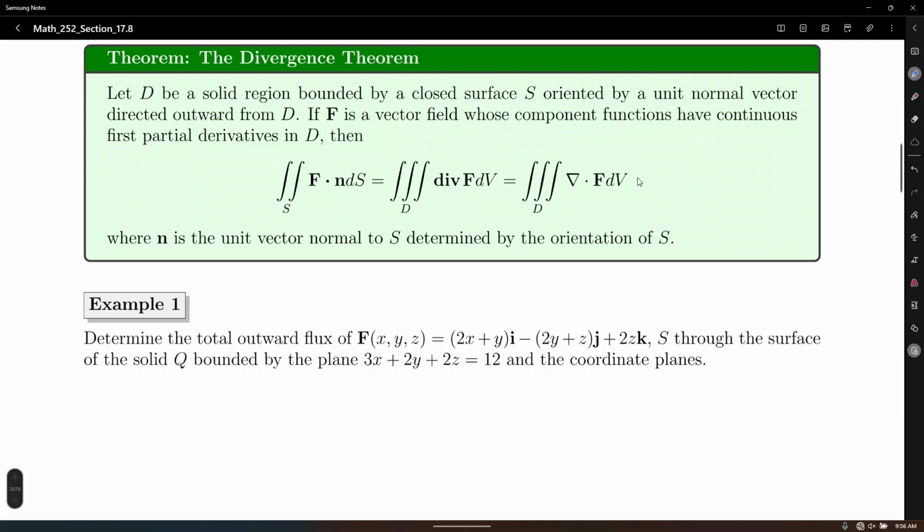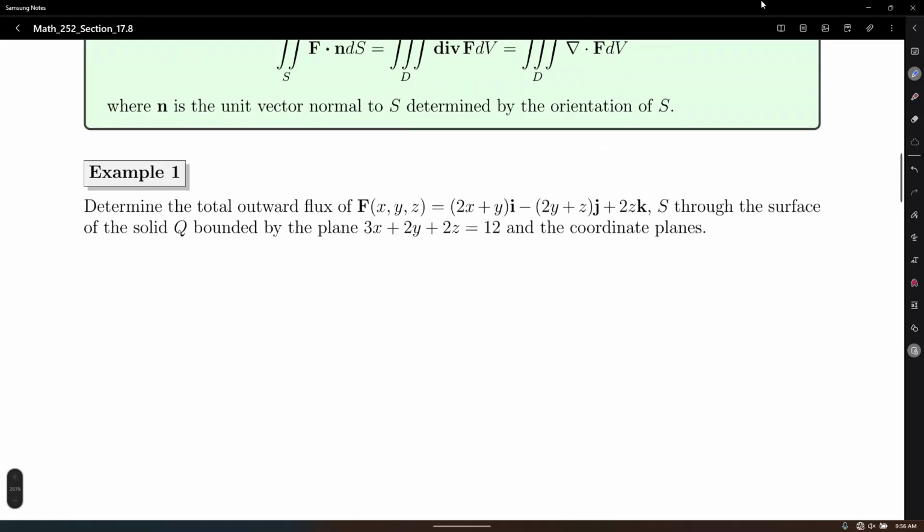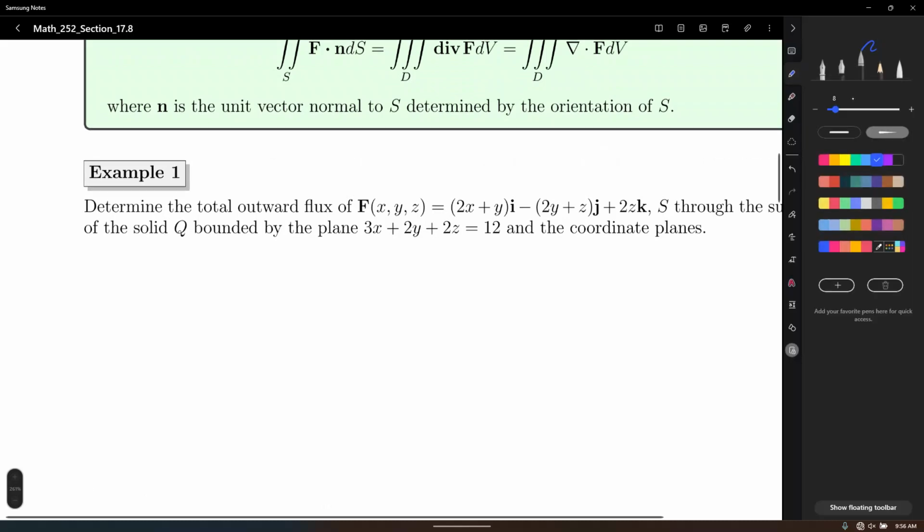Let's have a look at the first example. Determine the total outward flux of this driving force, where S is the surface bounded by that given plane and the coordinate planes. Notice in this case, the coordinate planes are going to close this surface right here. Okay, so number one, let's graph the plane.